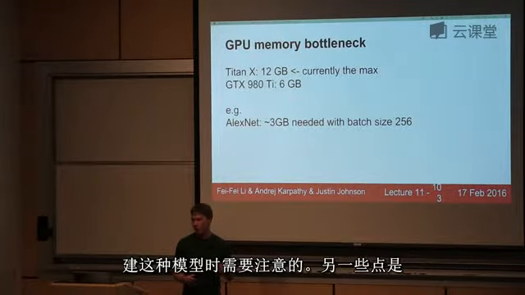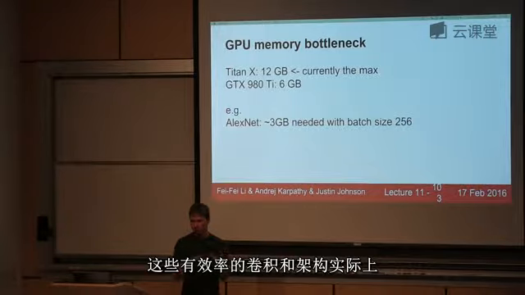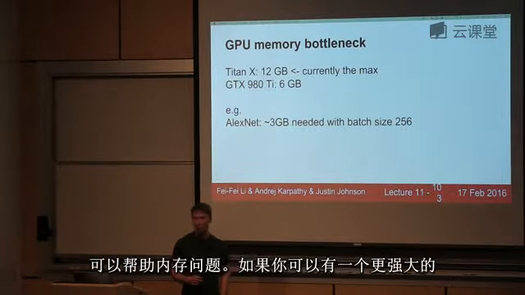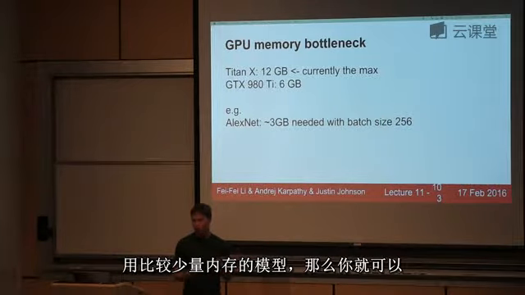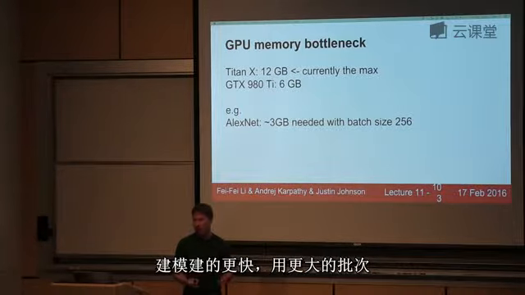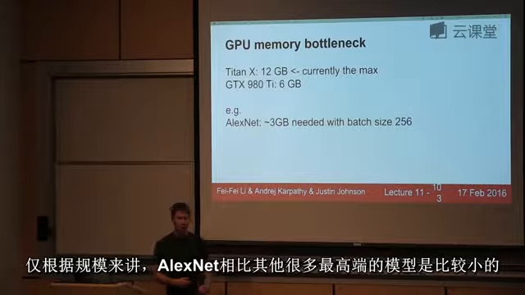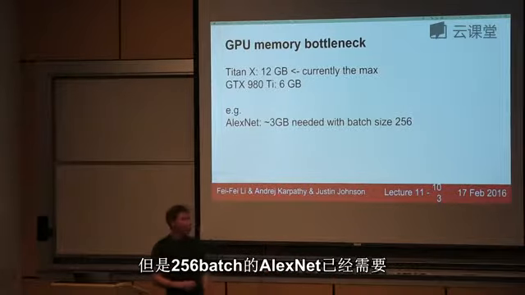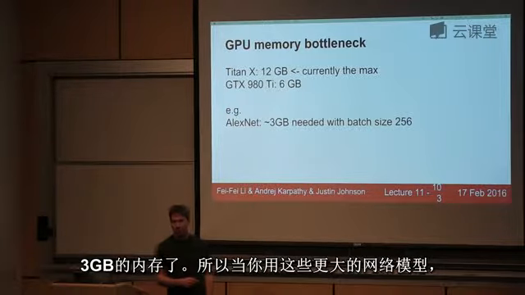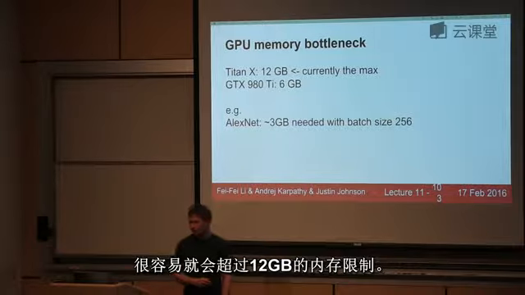And some of these points about efficient convolutions and cleverly creating architectures actually help with this memory as well. If you can have a bigger, more powerful model and use less memory, then you'll be able to train things faster and use bigger mini batches, and everything is good. And even just for a sense of scale, AlexNet is pretty small compared to a lot of the state-of-the-art models now. But AlexNet with a 256 batch size already takes about 3 gigabytes of GPU memory. So once you move to these bigger networks, it's not too hard to bump up against the 12 gig limit.